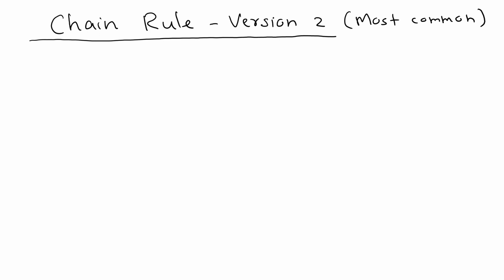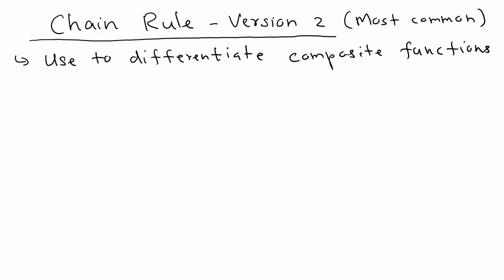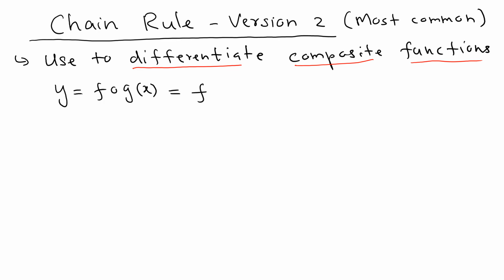In this video, we learn the second version of the chain rule. This is the most common version and also the fastest way to find the derivative of a composite function. We use the chain rule to find the derivative of a composite function. So if we have a composite function like y equals f circle g, we can write this as f of g(x). We can use the chain rule to find the derivative of things like that.